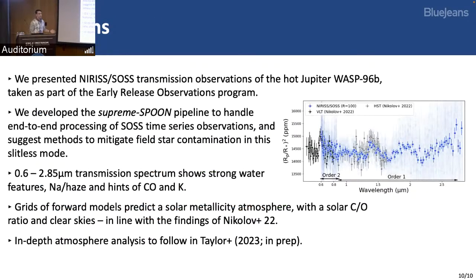So, in conclusion, we have, as I said, the first, maybe second, transmission spectrum of WASP-96b, taken with NIRISS SOSS as part of the ERO observations. And this transmission spectrum shows a lot of water features as well as hints of alkalis and maybe carbon monoxide. Our grids of forward models show a solar C to O ratio and solar metallicity atmosphere, and also confirm the cloud-free nature. And a more in-depth analysis of both the physics and the chemistry of the atmosphere is going to follow early next year. Thank you.